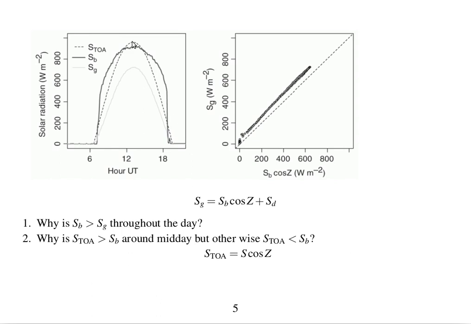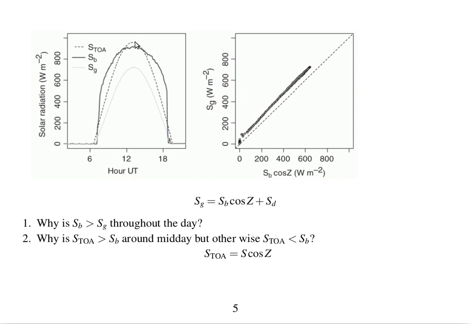At around midday, cos Z is smallest, so STOA is at its maximum. Then SB is smaller than S because of all of the reflection and scattering in the atmosphere. But at other times, STOA is made smaller because it's multiplied by this cos Z.